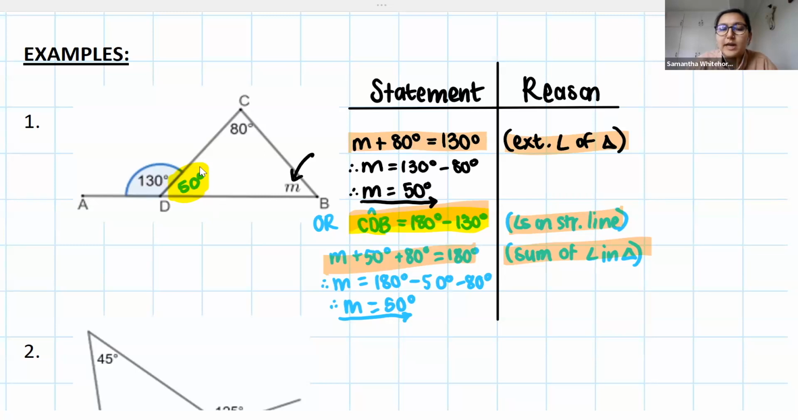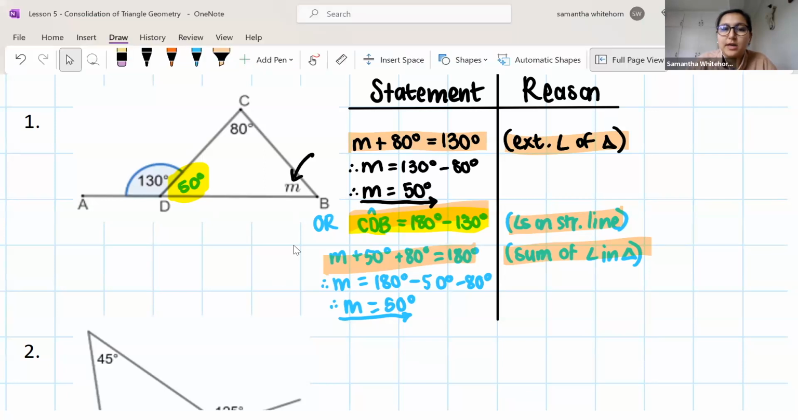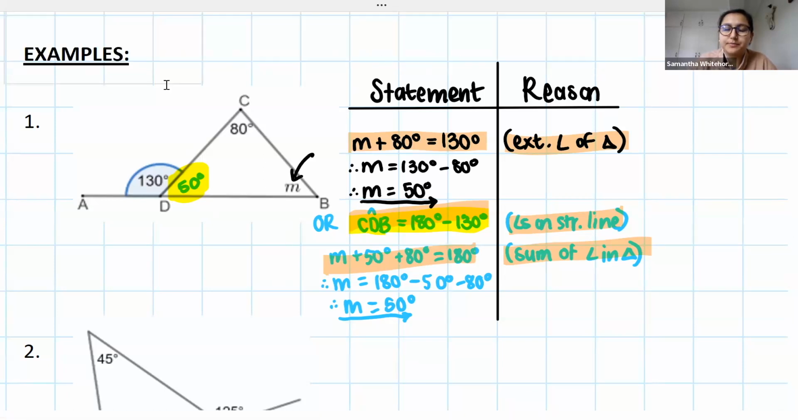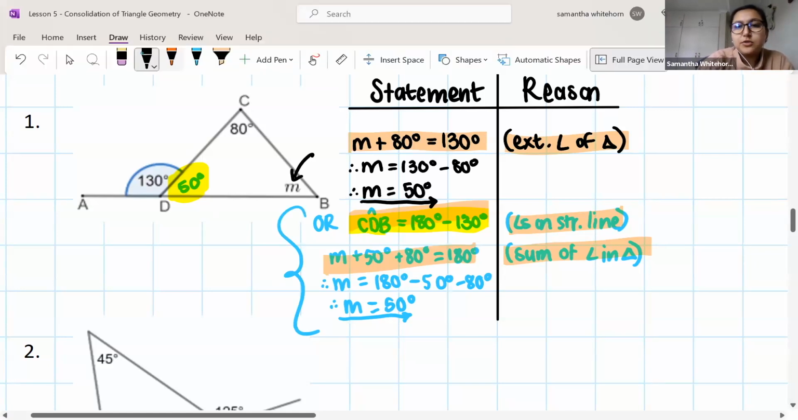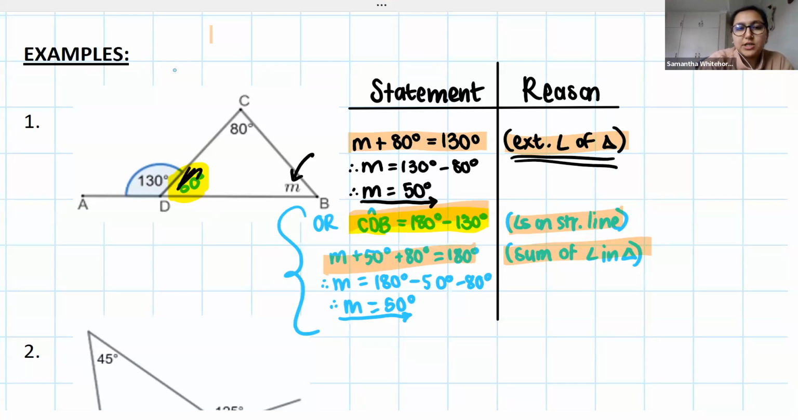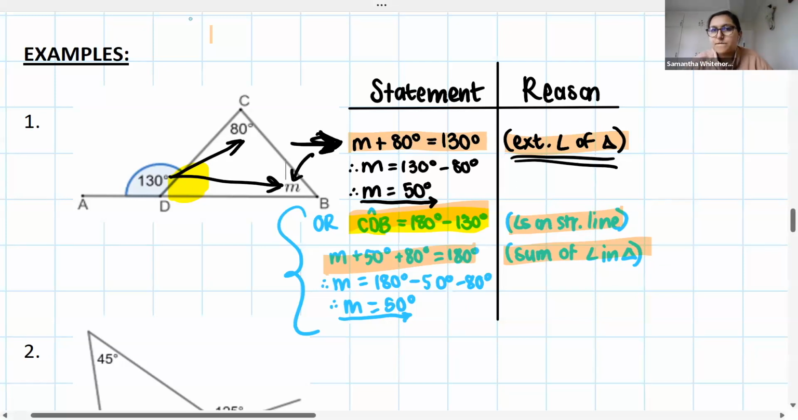Yes, ma'am. Okay, so that 50 you only need if you are going to do the second working out. So if you are first going to use angles on a straight line and then you're going to use sum of angles in a triangle, you need it. But if you do the first way, so if you use exterior angles of a triangle, you don't actually even care about that angle. All you do is you know that you add the two opposite interior angles, which is what my first statement says, and then you can go and solve for m. Thank you, ma'am. Okay, so you didn't have to use the 50 if you didn't want to.